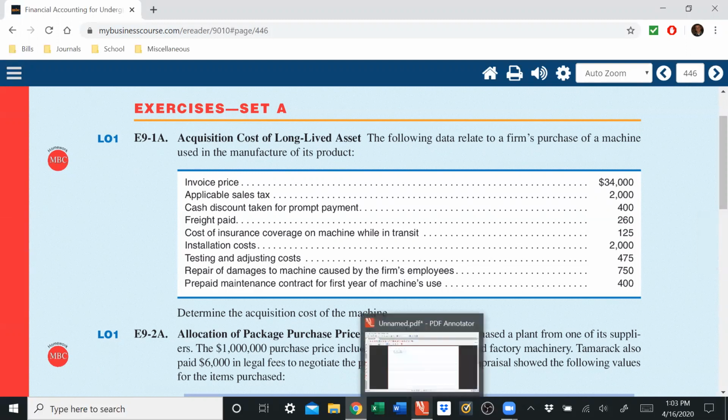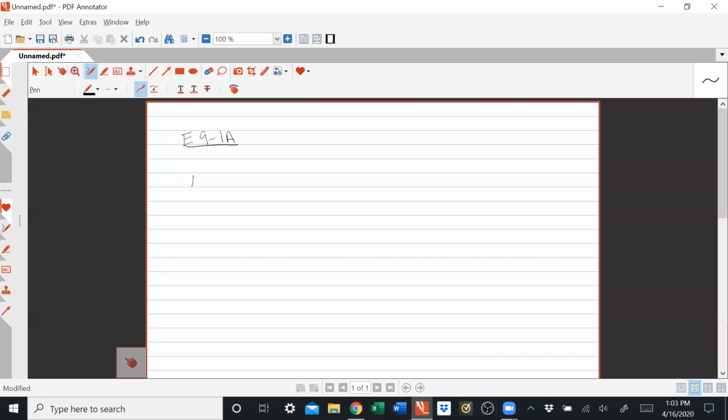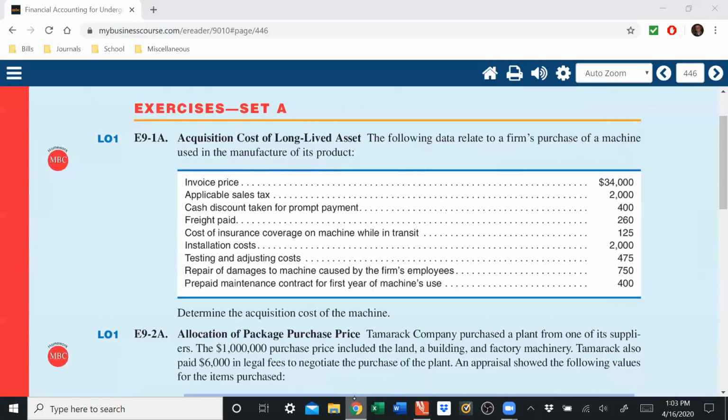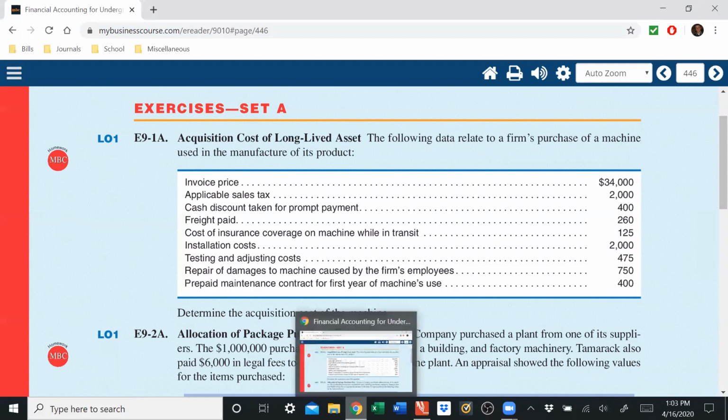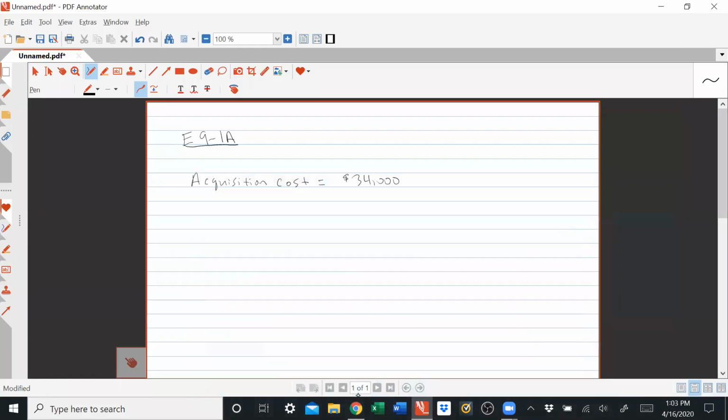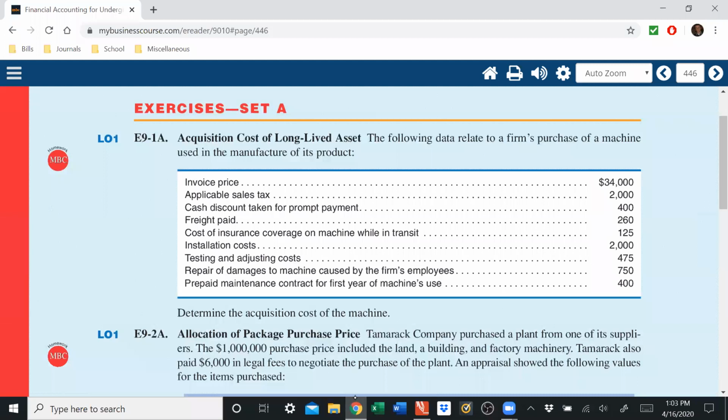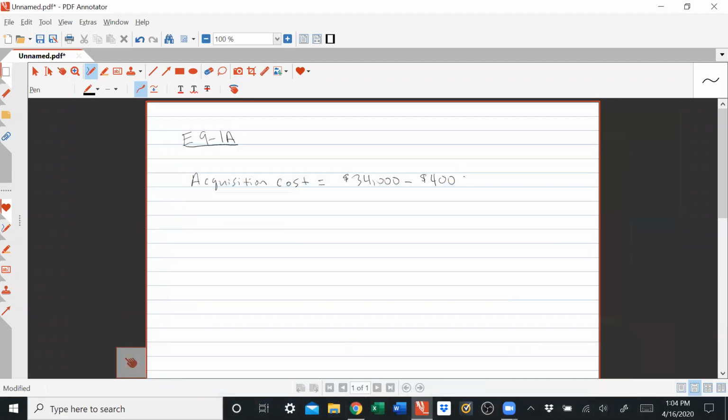So I guess the calculation of the acquisition cost would be the invoice price minus the cash discount we got. We didn't pay the invoice price. We paid slightly less than that because we got a discount because we paid quickly. Plus the sales tax.